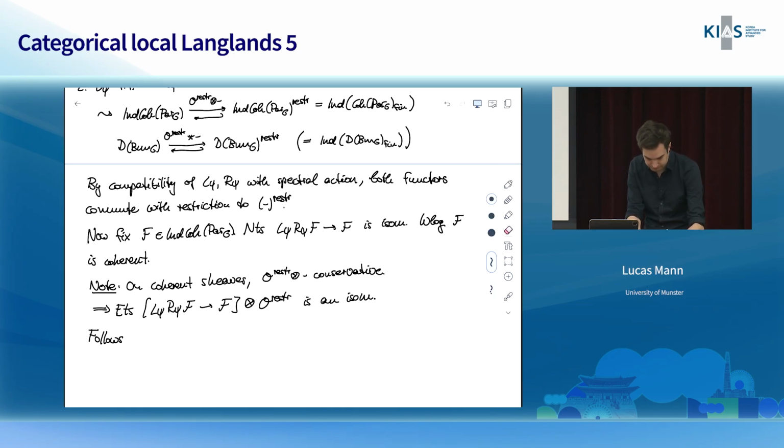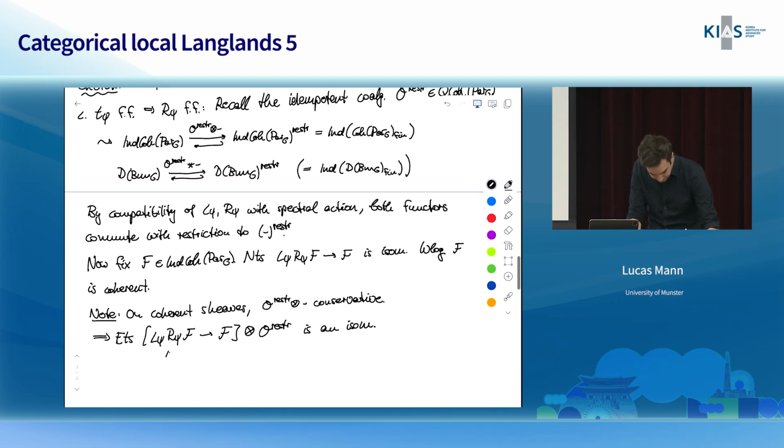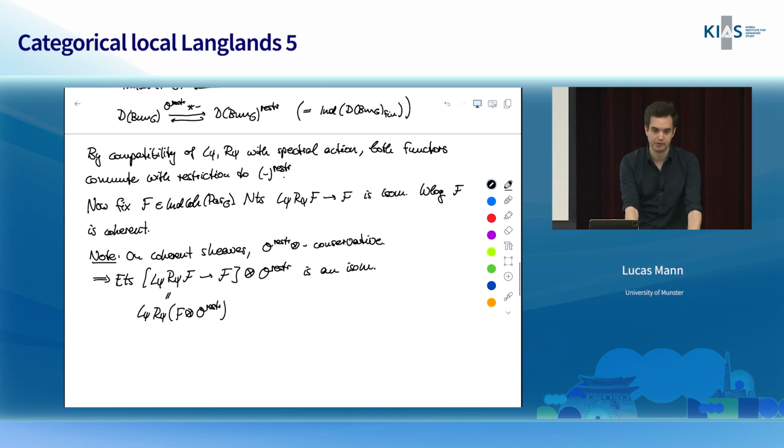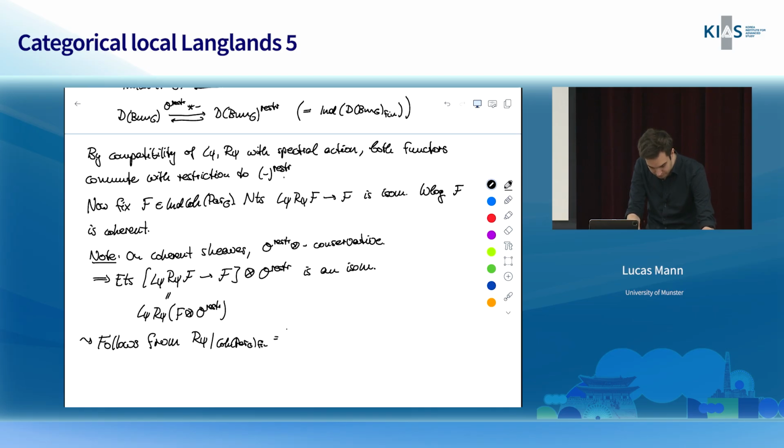So this now follows from, well, I guess I should maybe mention this once. Note that this is the same as L psi R psi applied to F tensored with this O restricted. Right, so here I use the fact that L psi and R psi commute with this restriction functor. And now this follows from the above proposition, namely that R psi restricted to this Coh par G fin is T psi, and this is fully faithful by assumption.